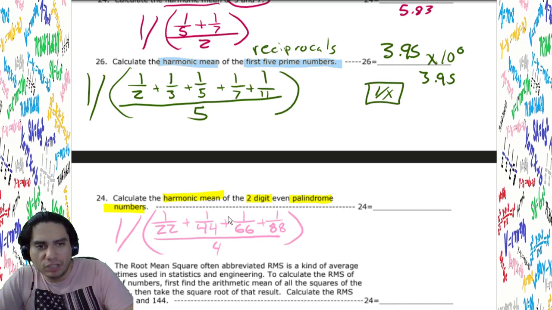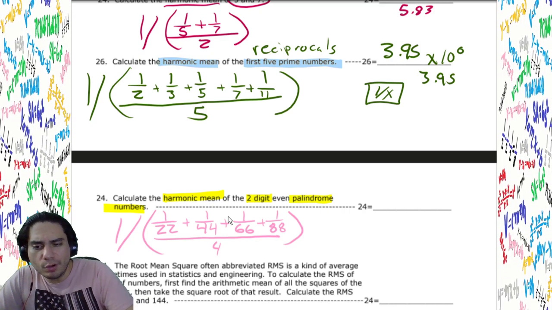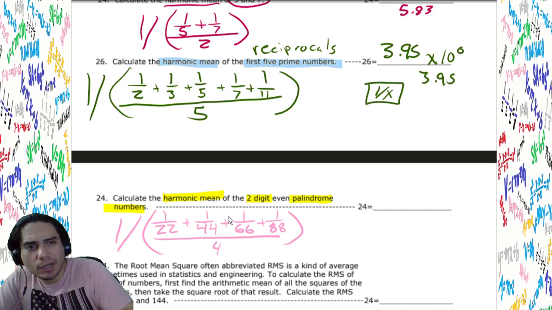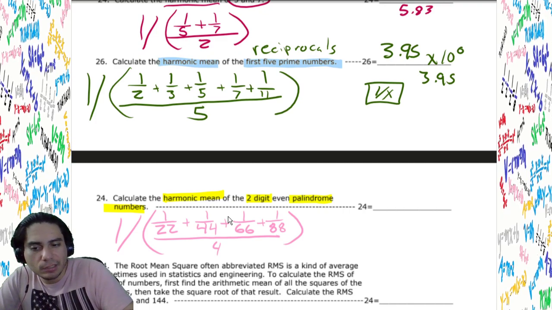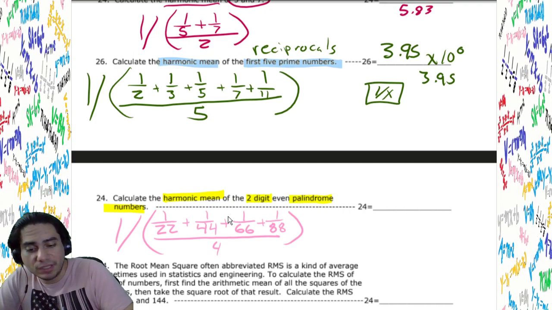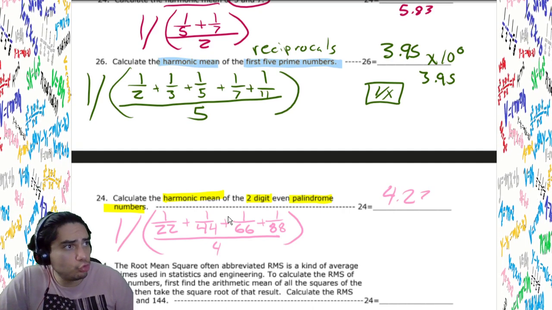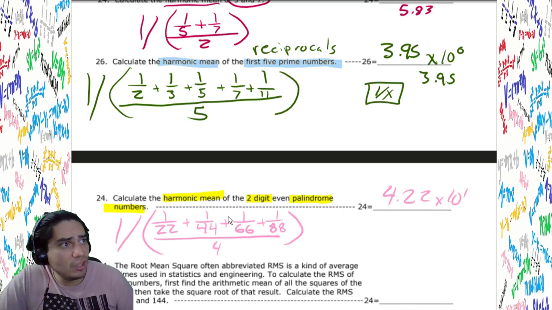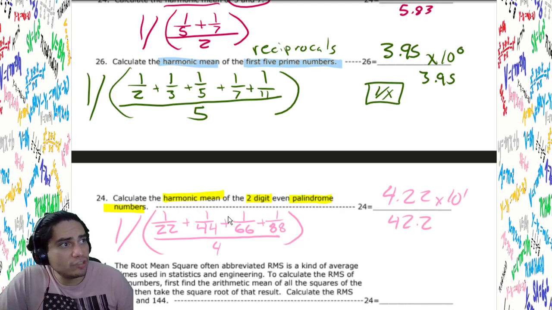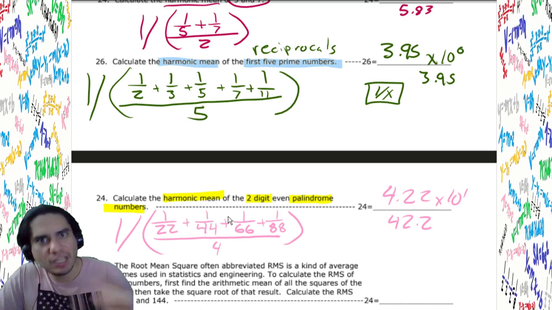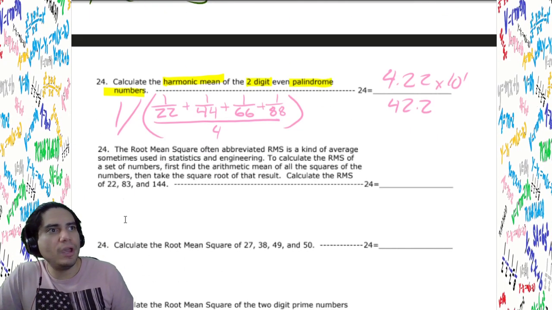So you got that 22, 1 over x. 44, 1 over x. I forgot to add them, so let me add them real quick, okay? 66, 1 over x. And 88, 1 over x. Okay, now we hit 4 divide. Now our last step is hit 1 over x and we got our answer. 4.22 times 10 to the first, or 42.2. Ladies and gentlemen, these are easy problems, but you got to read carefully. You got to be careful. We got a couple more to go and we're done.